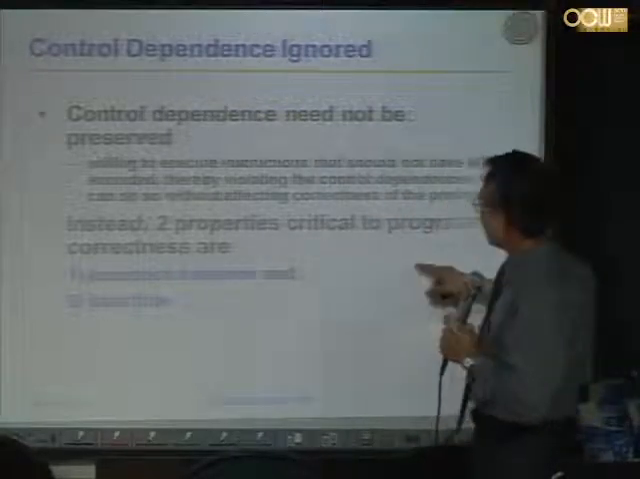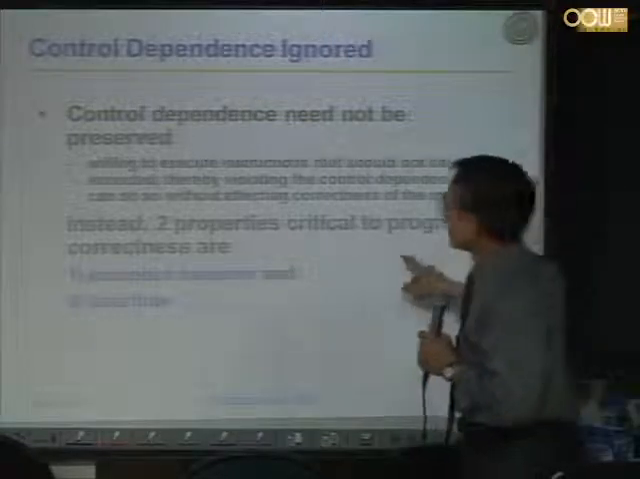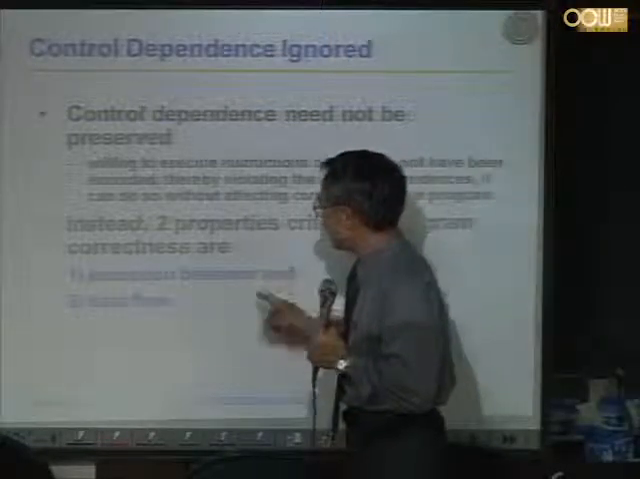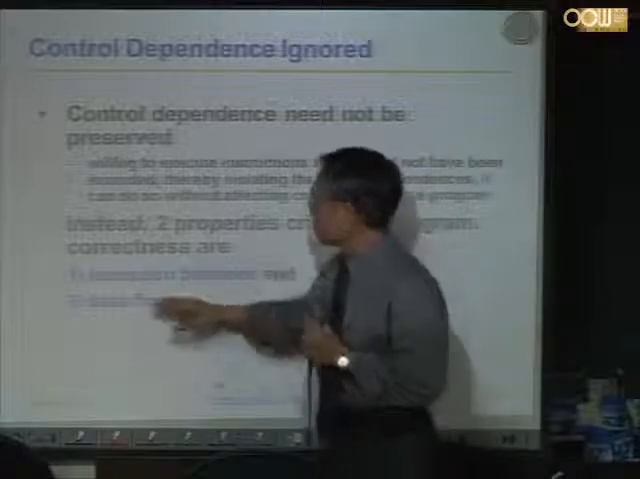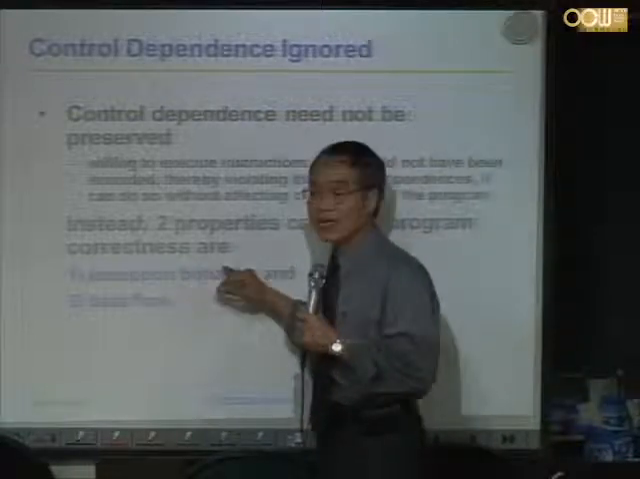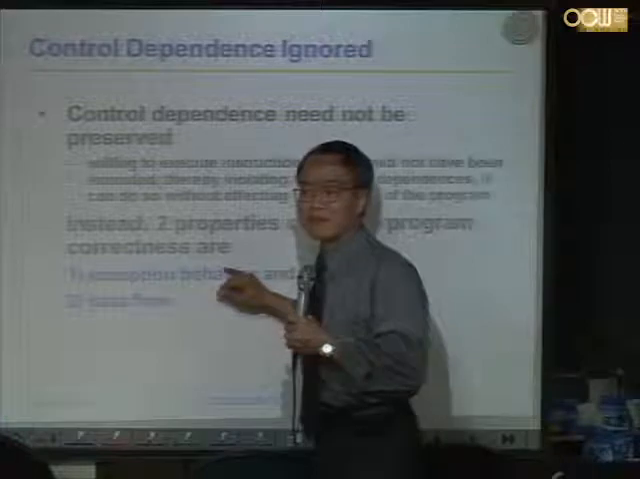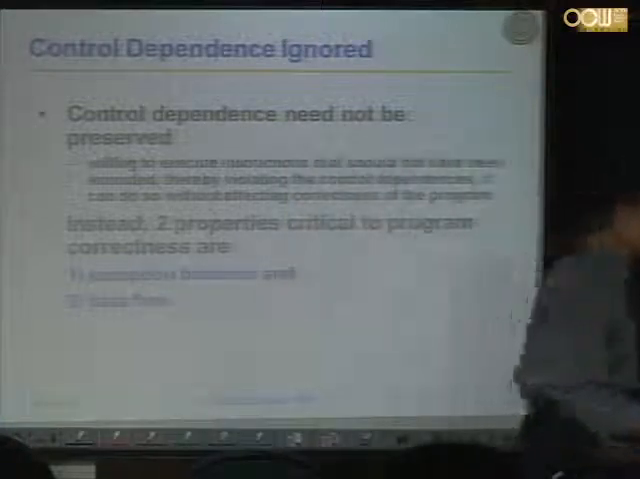So instead, two properties critical to program correctness are exception behavior and data flow. Data flow, we already understand what that is. Exception behavior, I talked to you about that before. Let me see if you still remember.